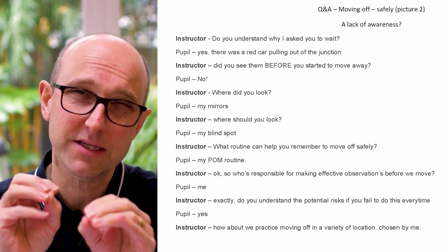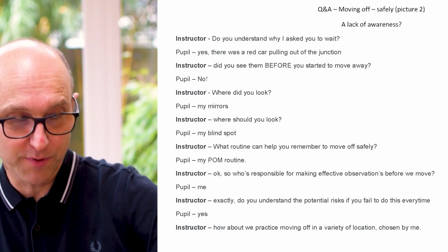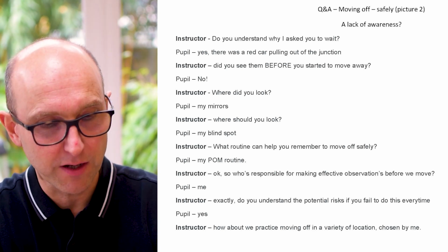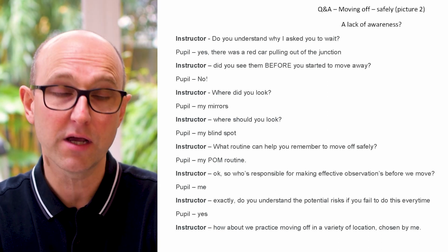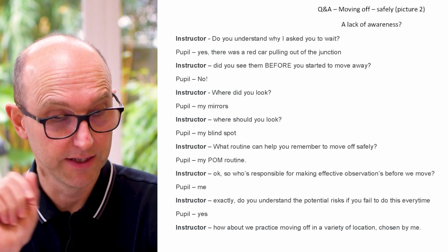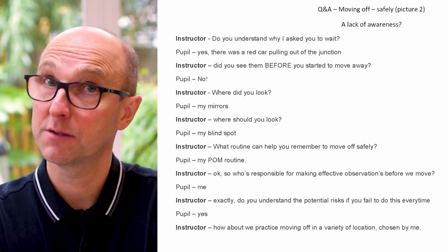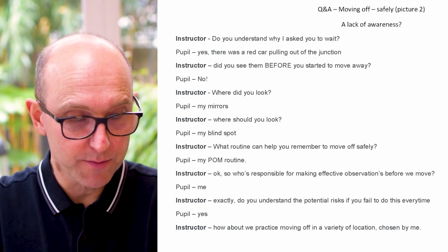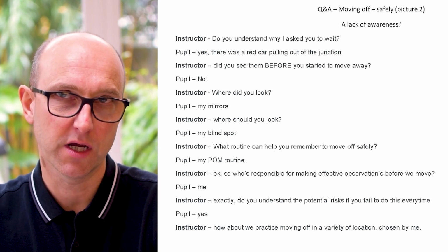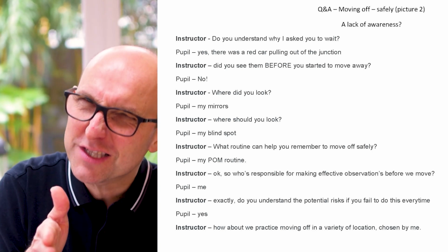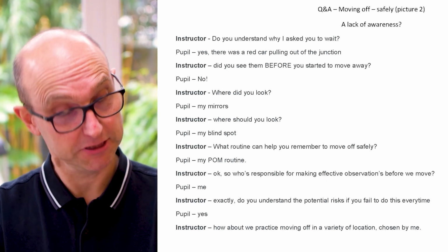So if we're trying to get to the root cause of this problem, and we've got to, it's an awareness problem. And this would be an example of the line of questions I'd be asking. So me as the instructor: do you understand why I asked you to wait back there? Pupil: yes, there was a red car pulling out of the junction. Oh, okay, so he was aware. Okay, instructor, I would say, did you see them before you started to move away? Emphasis on before. So before you started to move, did you see the red car? And if they say, well, no, not at that point.